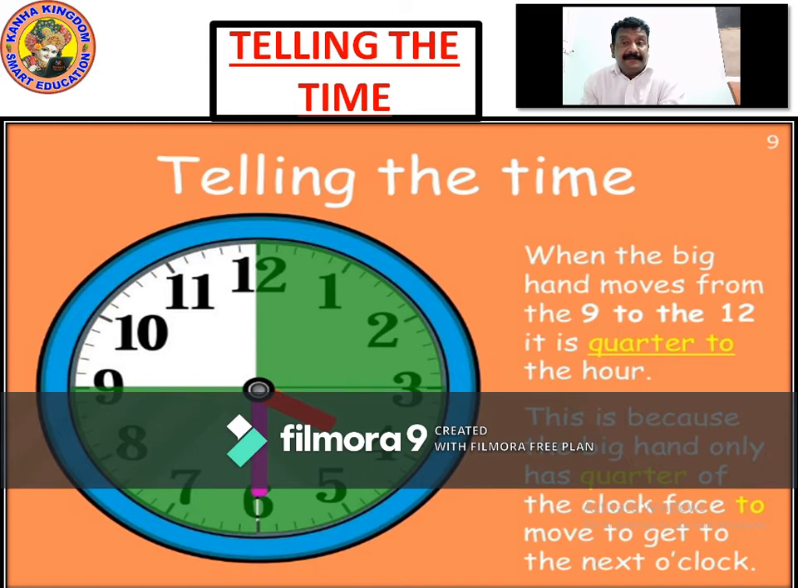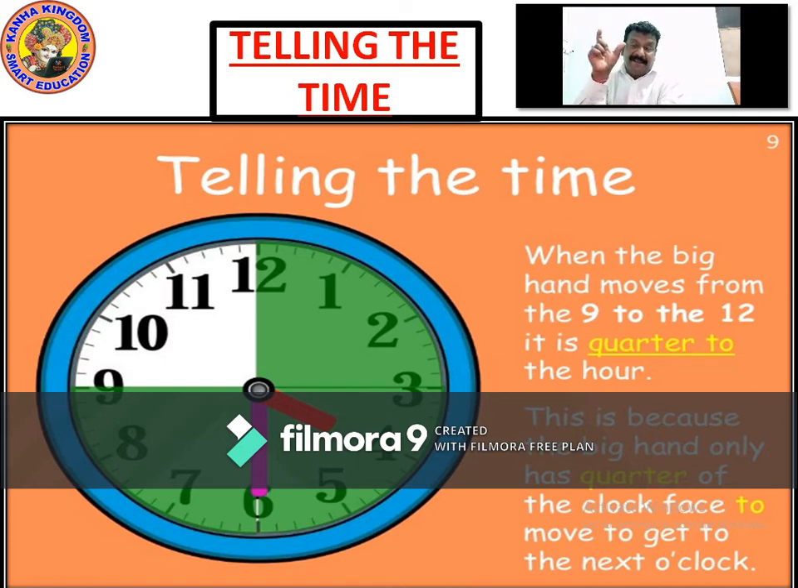If the small hand is at 4 and the big hand is crossing 9, and the small one is moving towards 5, what would be the time now? It's quarter to 5. It means it's 15 minutes to 5. Already 45 minutes have gone.